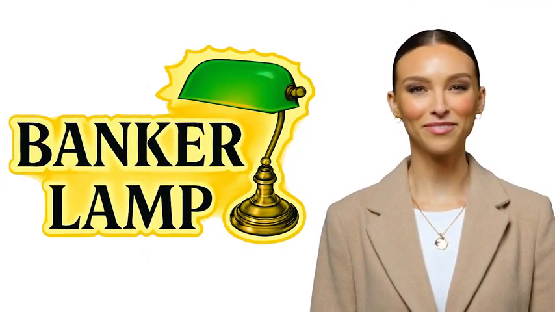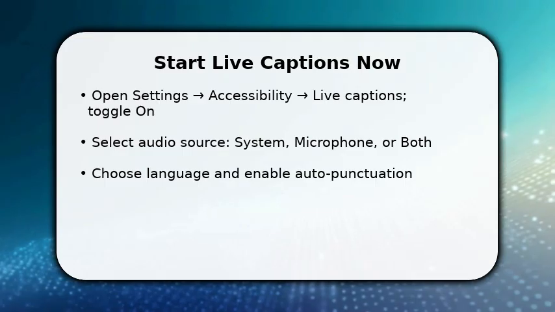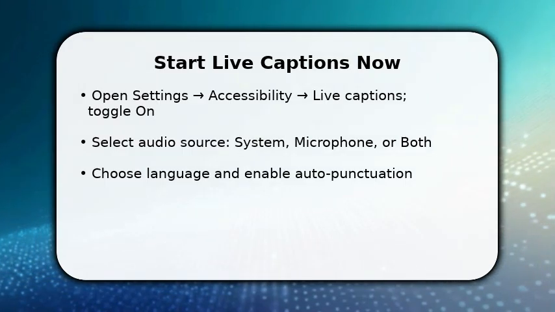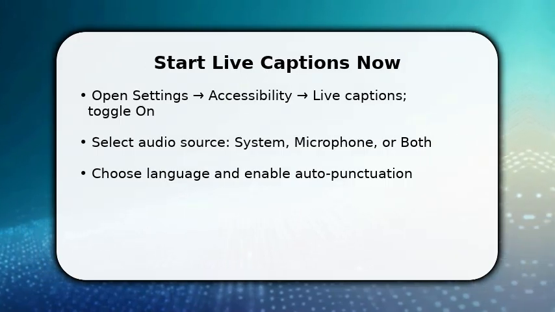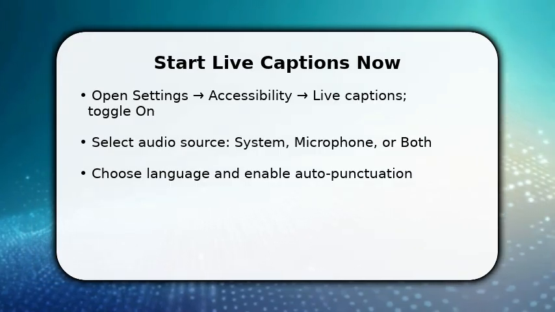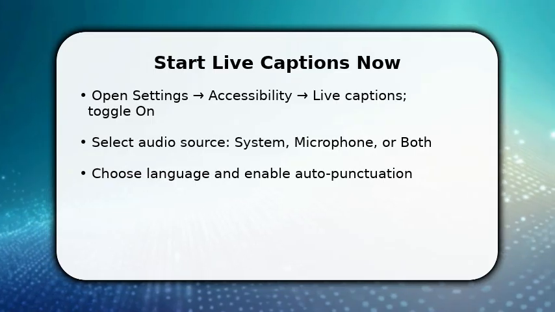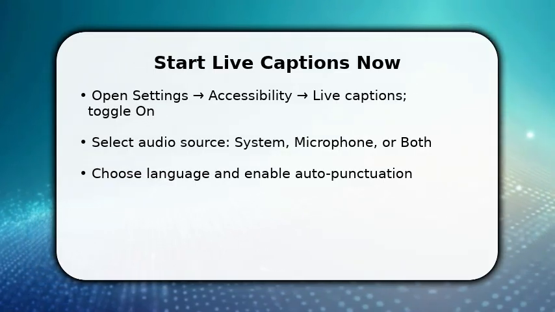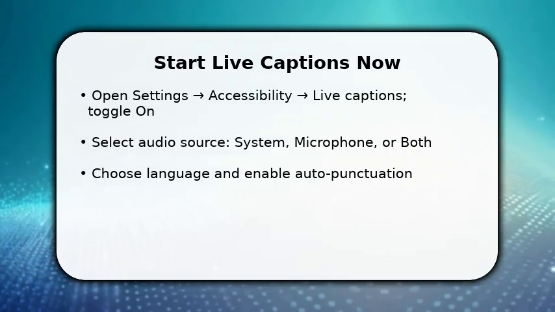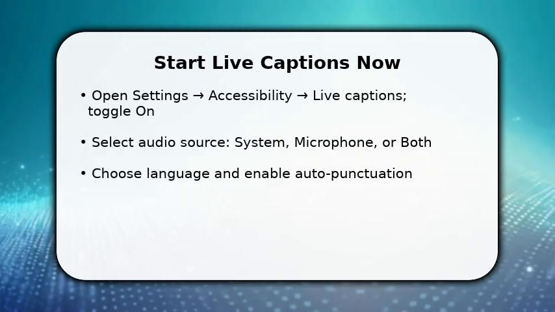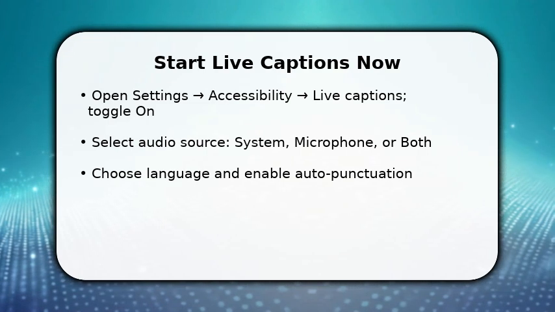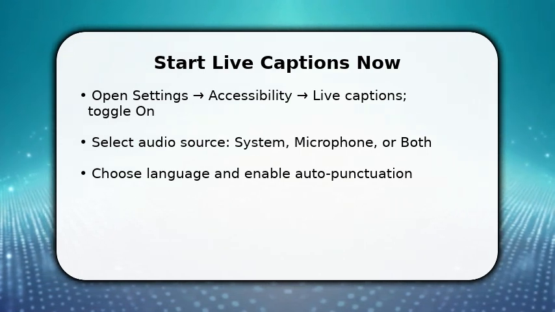Please enjoy the video. You're going to enable live captions right away. Open Settings, go to Accessibility, and turn live captions on. Once enabled, pick the audio source: system output for videos, microphone for calls, or both if you need capture from speakers and mic. Make sure you select the correct language so the model matches speech patterns. Once done, enable auto-punctuation to improve readability. This reduces confusion in fast speech and makes captions more useful while you continue configuring presentation options.